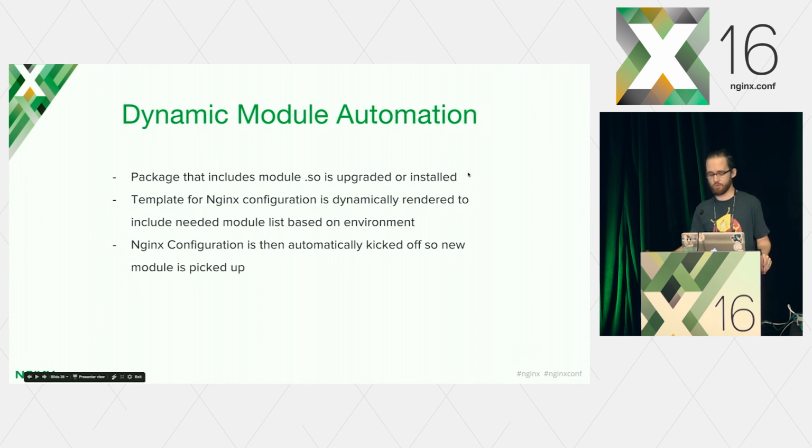So this allowed us to change a lot. Our dynamic module automation now is, as I said, we just install the package, tell it what module we want to install on the box, have it regenerate the template for the NGINX configuration dynamically within Chef, so it's just rebuilding the nginx.conf file. And then finally, we're just doing the reload at the end for it to pick up that new module file. Much simpler, a lot easier to use.